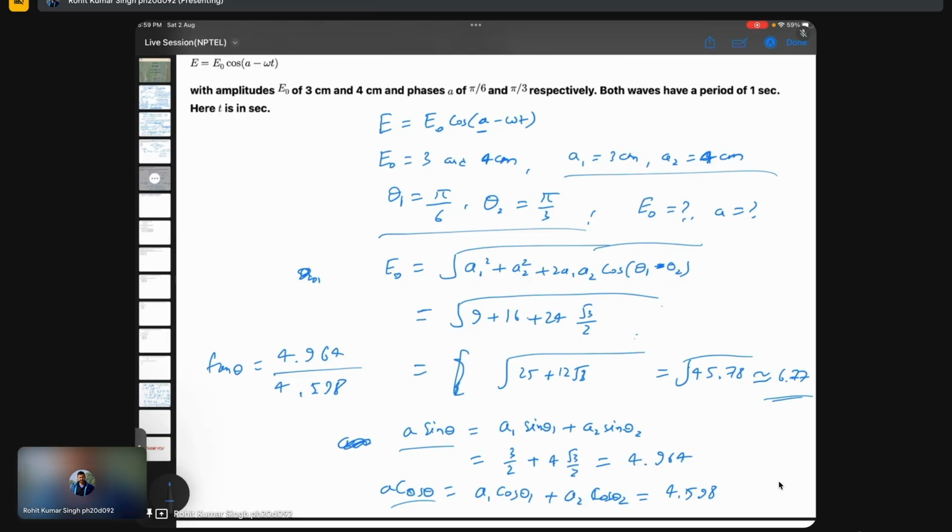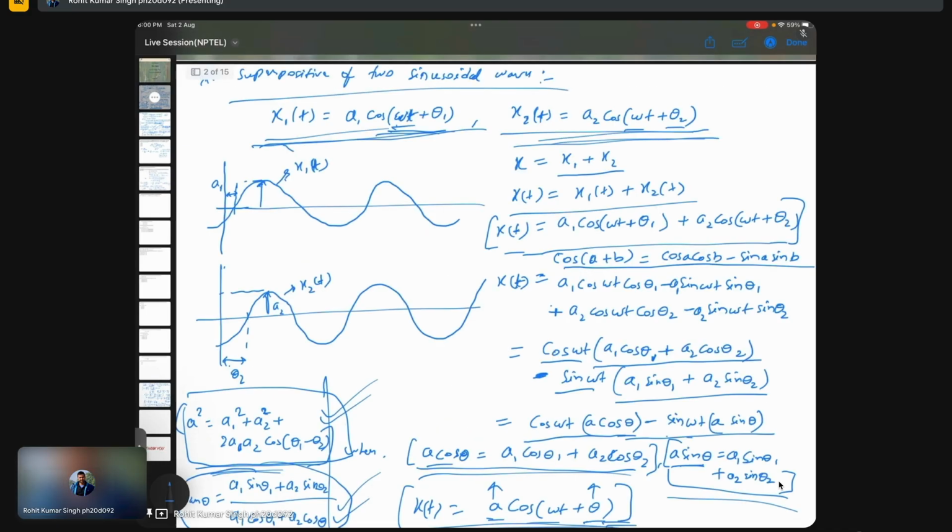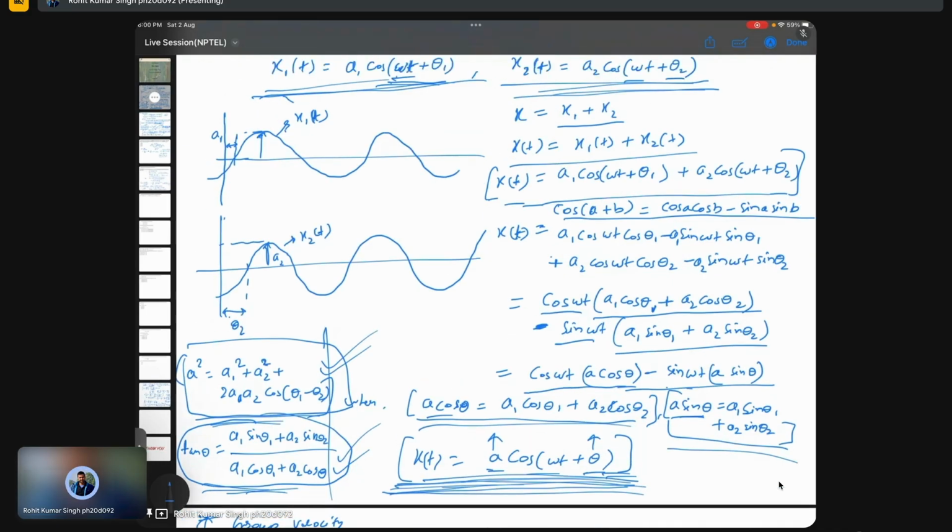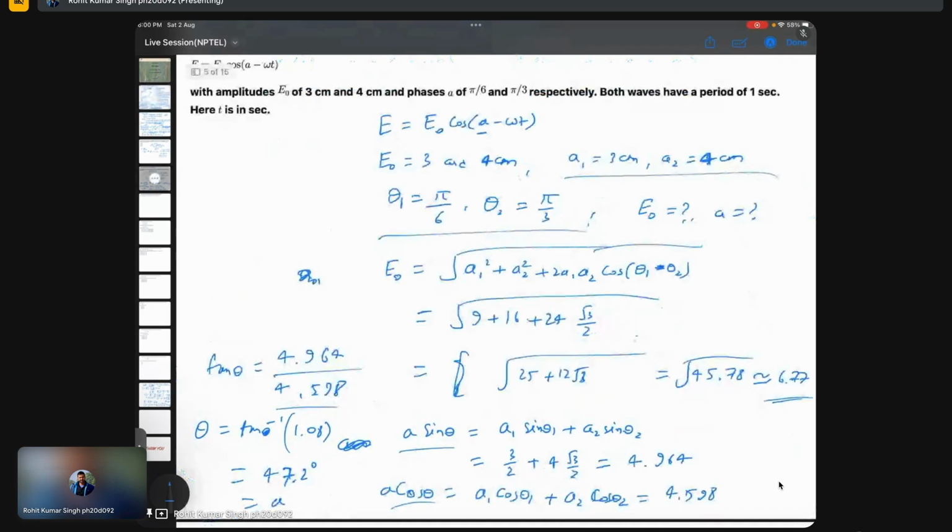Okay, and you can take tan inverse, so theta will be tan inverse of this quantity, which is 1.08, and it will be roughly 47.2 degrees. So yeah, this is your A basically. Just using these two formulas that we have derived earlier, we can solve this problem. Everyone is fine?